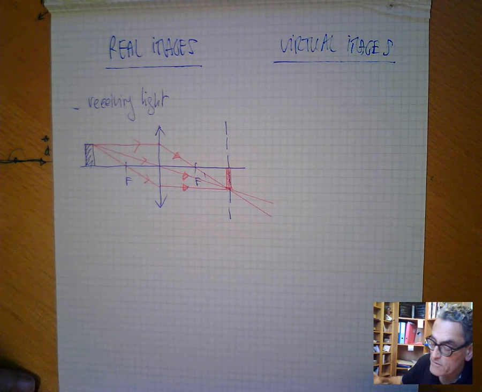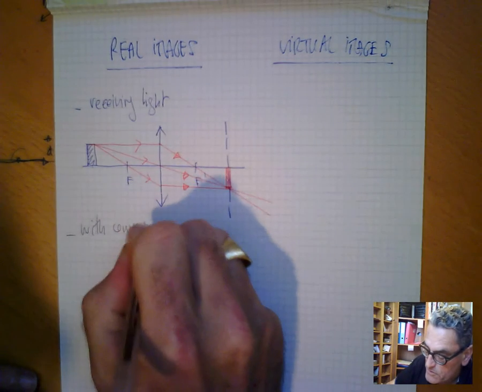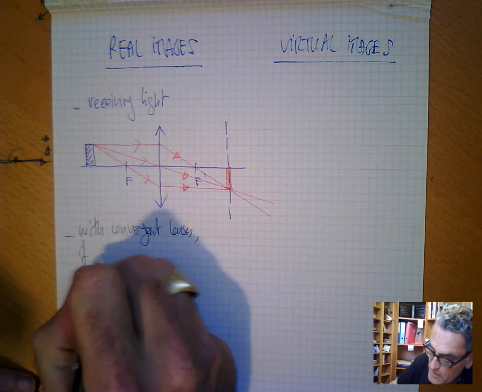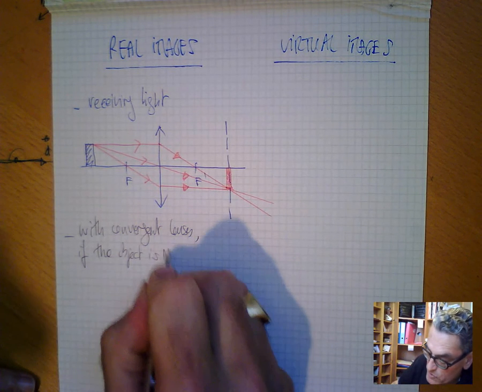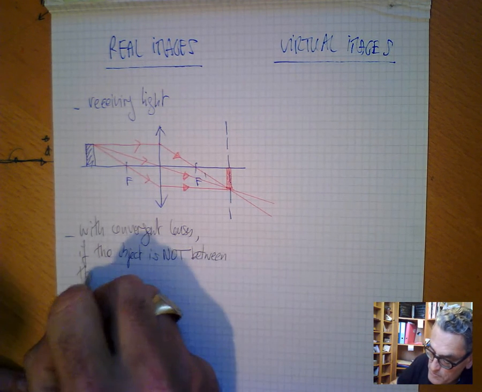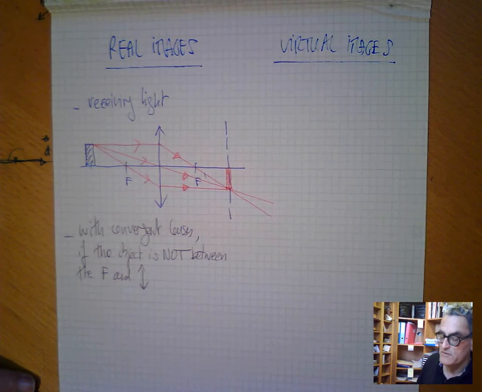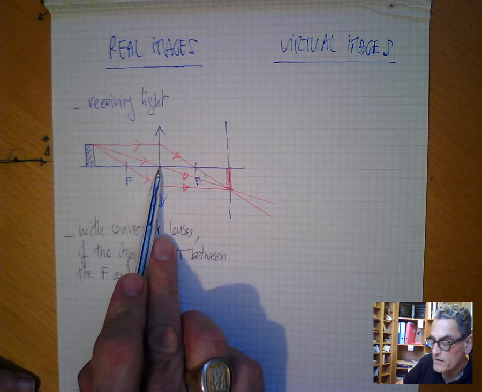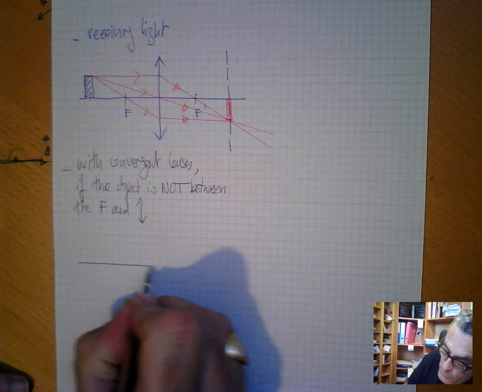And when do you have these images? You have them with convergent lenses if the object is not between the focal point and the lens. Okay, here our object is not between the focal point and the lens. What happens if the object is between the focal point and the lens?